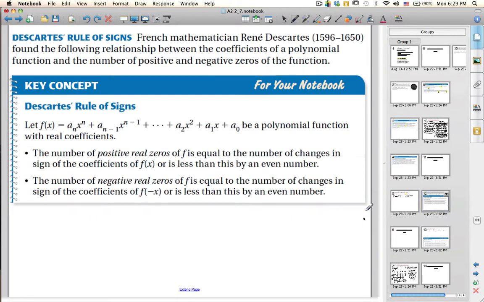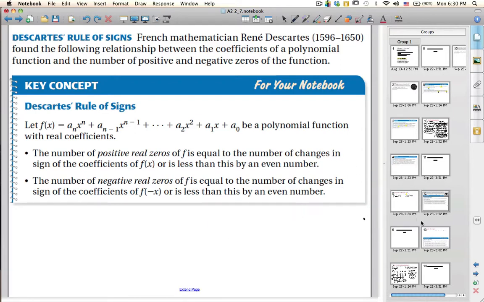Okay, so now we have another interesting piece of information to help us understand solutions, the numbers of solutions, and what types of real number solutions I can get. René Descartes, he's the guy who gave us the Cartesian plane, or the XY grid that we graph in 2 dimensions on, and a number of other things. What he determined is that the number of positive real zeros is equal to the number of changes in the signs of the coefficients, or less than that by an even number. And the number of negative real zeros is equal to the number of changes in sign for the coefficients of f of negative x, or less than this by an even number, meaning I could back down by 2's.